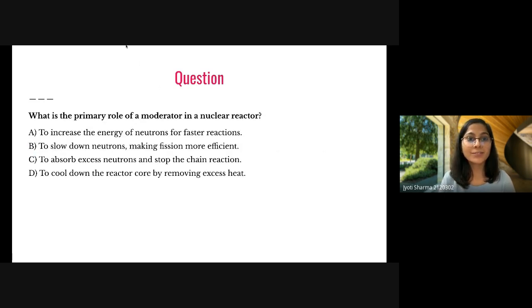Okay, this is the last question, I think. Yes, last question. What is the primary role of a moderator in a nuclear reactor? A, to increase the energy of neutrons for faster reaction; B, to slow down neutrons, making fission more efficient; C, to absorb excess neutrons and stop the chain reaction; and D, to cool down the reactor core by removing excess heat. The primary role of a moderator is to slow down neutrons, and this makes fission more efficient.